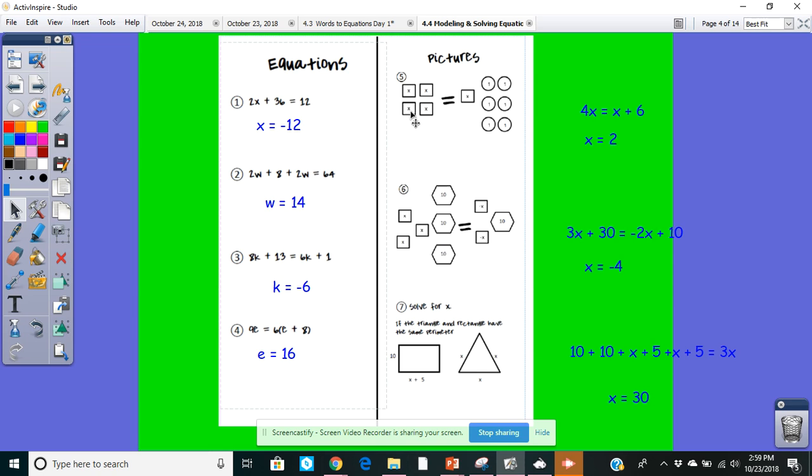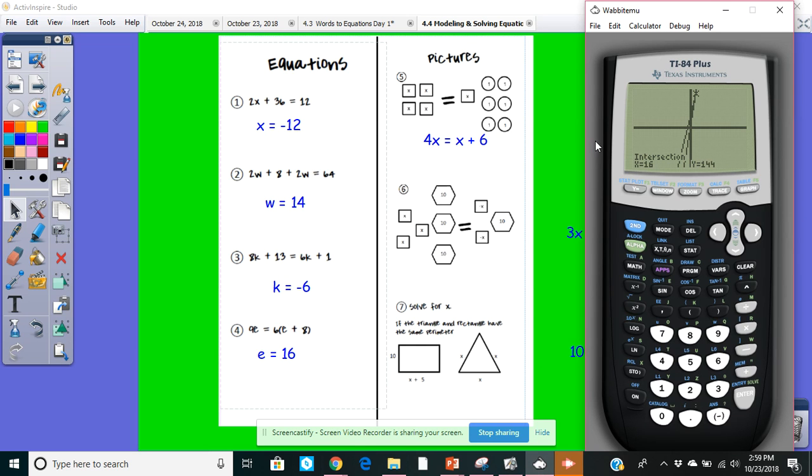So now when they give us models, we need to write the equation first. So here we've got 4 boxes that have x's. So this represents a 4x. Then over here I've got an x, just a single x. And then these circles here indicate 1s. So I've got 6 1s. So this equation would be 4x equals x plus 6.